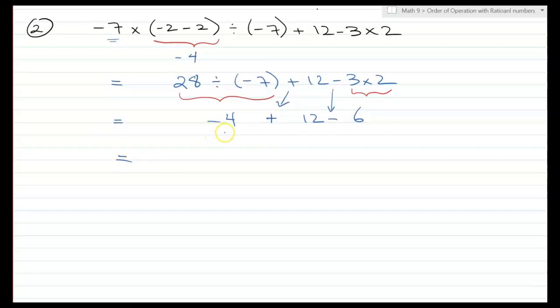From left to right, negative 4 plus 12, that is positive 8. And positive 8 minus 6 is positive 2. So if you want to do it a step at a time, you can do that too. So that's positive 8, and then you have minus 6 in here, 8 minus 6, and that would be positive 2. Final answer. Okay, that's it.